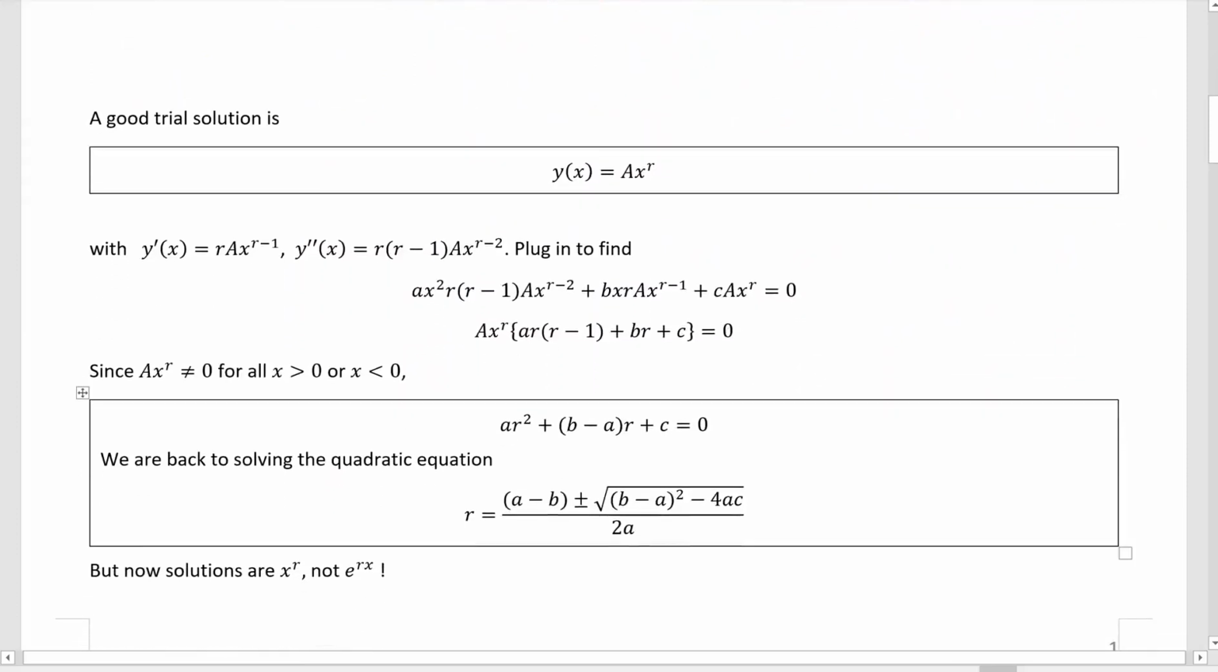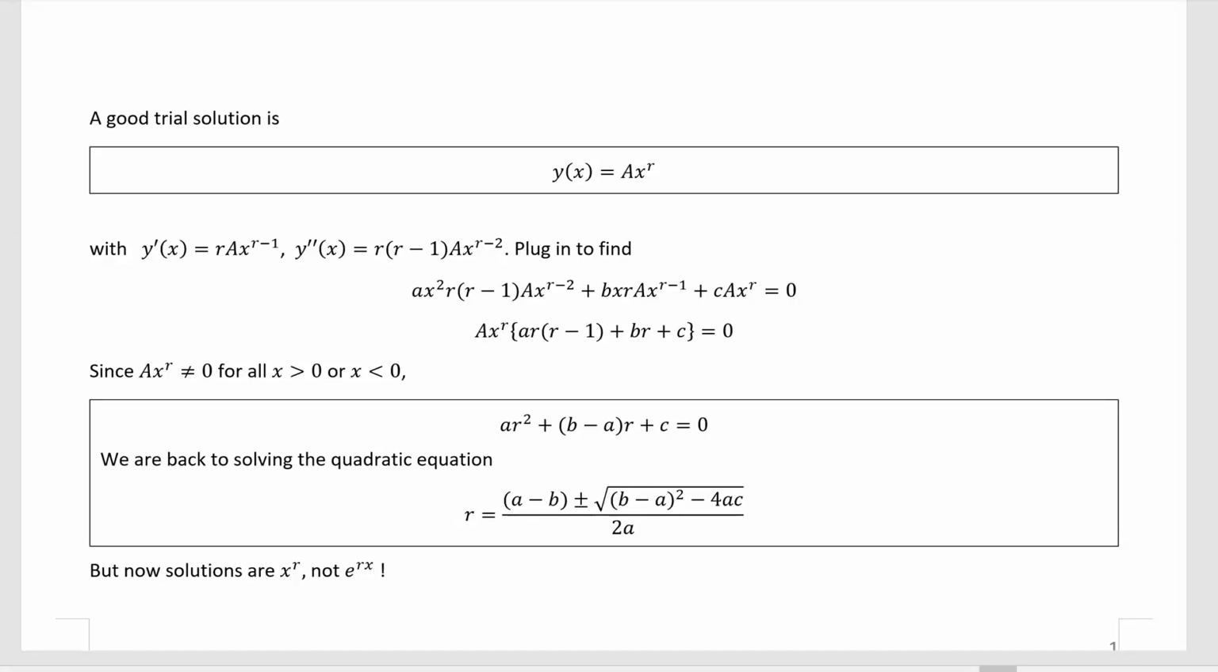Suppose that is our solution, then we take the derivative of it. We take the first derivative, and we use the power rule. The first derivative is a times r, and then the exponent becomes r minus 1. When we take the second derivative, we move this down in front, so r times r minus 1, and then a times x to the r minus 2. Okay, so plug this into our differential equation.